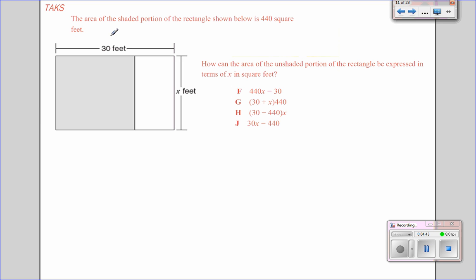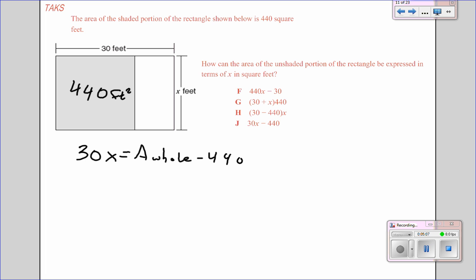The area of the shaded portion of the rectangle is 440 square feet. I want to know the area of just the unshaded region. So the area of the whole thing would be 30 times x. If I subtract 440 from the whole thing, I'm left with the unshaded region, am I not?